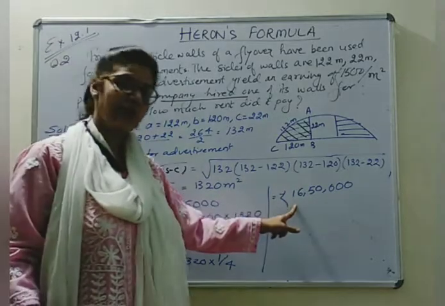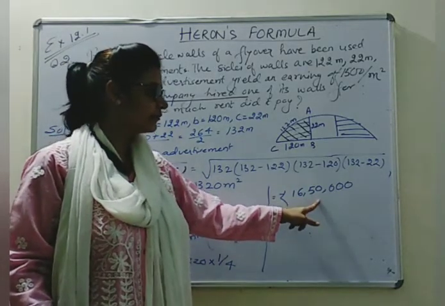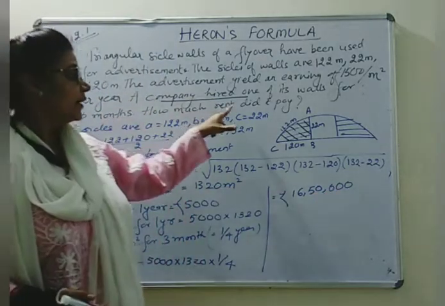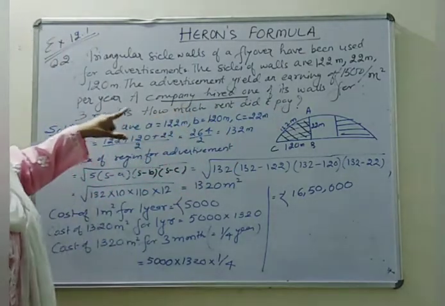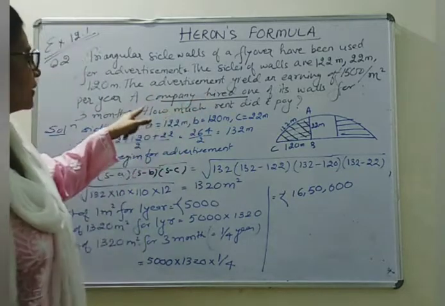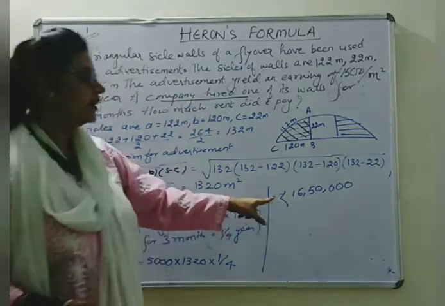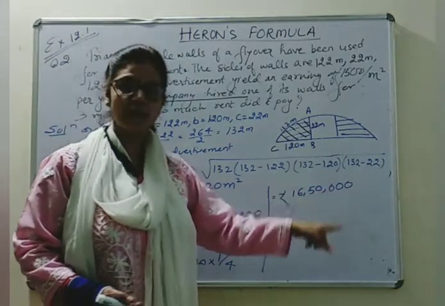So thus our answer is 4,95,000. So what is the rent paid by the company? The rent paid by the company in 3 months will be 4,95,000 rupees.